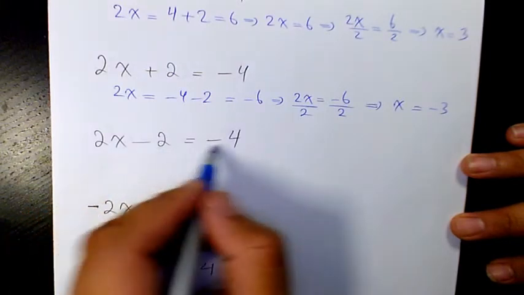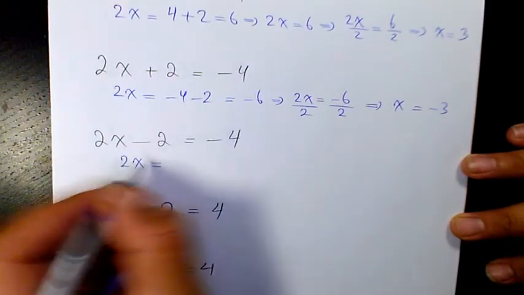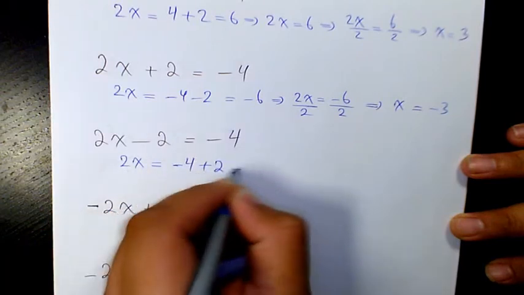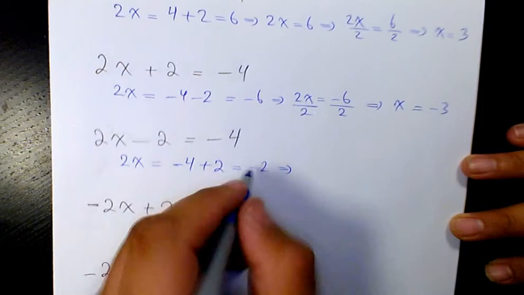2x minus 2 equals negative 4. So 2x again on the left hand side. I move negative 2 to the other side. It's going to be positive. So we have negative 4 and positive 2. It's going to be negative 2. 2x equals negative 2.